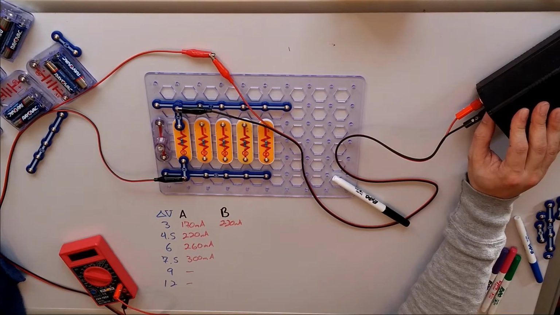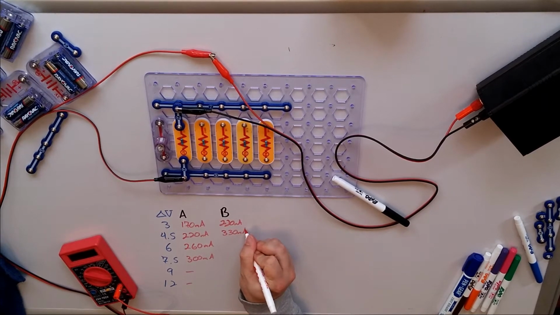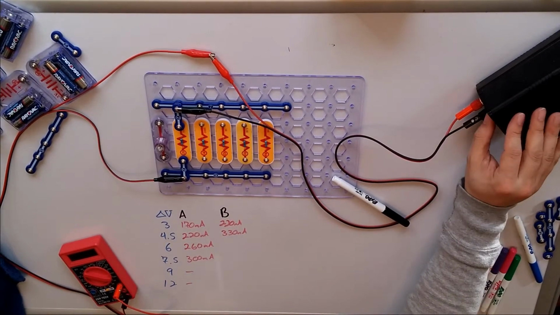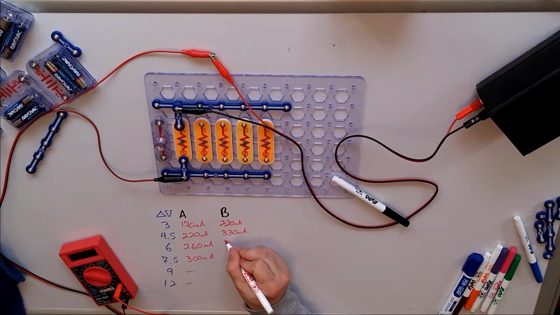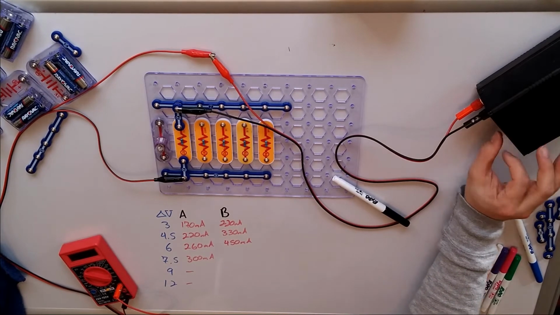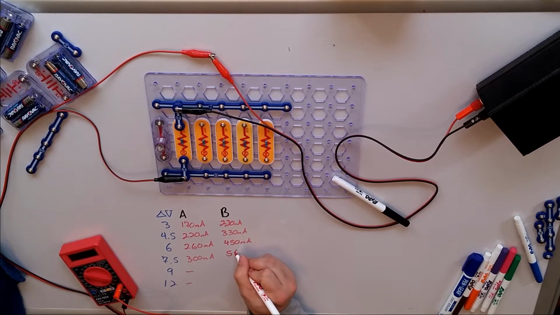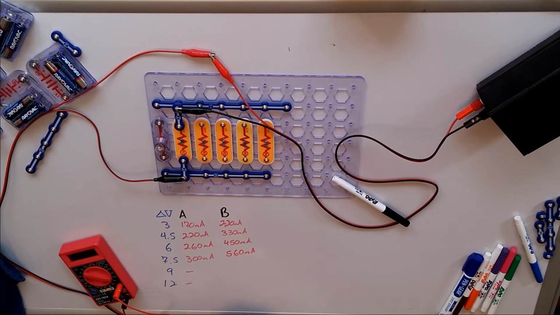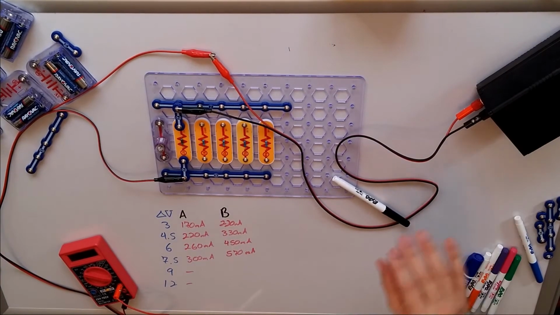Here we go. Let's see. 4.5 volts. It's 330 milliamp. Great. I'm going to go with 6 volts. 450 milliamp. 7.5 volts. That's looking like 560 milliamp, maybe 570. It just ticked up to 570. Let's go ahead and do that. 570 milliamp. It'll fluctuate a little bit.